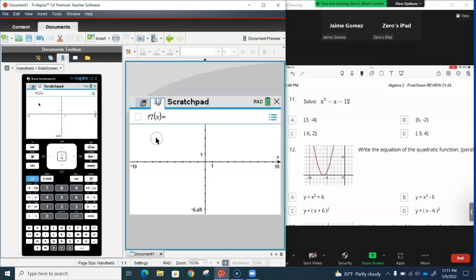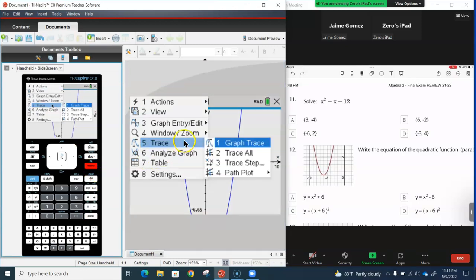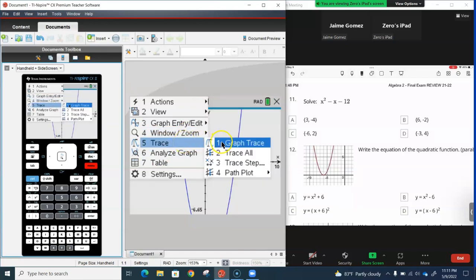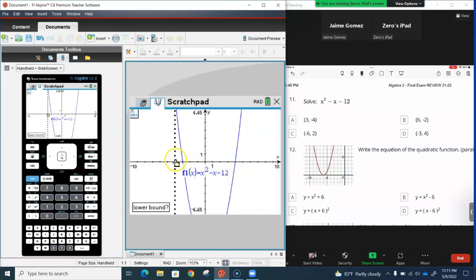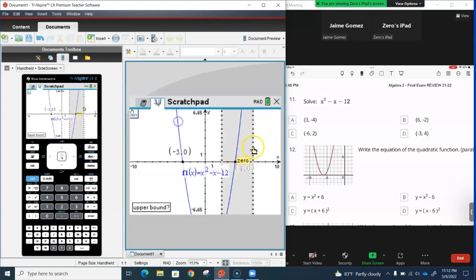I'm going to go to graph. I'm going to type in x squared minus x minus 12. Wherever it crosses the x-axis, that is the answer. So menu, is it trace? Yeah, graph, trace, now just analyze the graph. I want to figure out where the zeros are. This is 0 right here, negative 3 is 0. And then analyze the graph, 0 from here to here. Right, that's one way to do it.